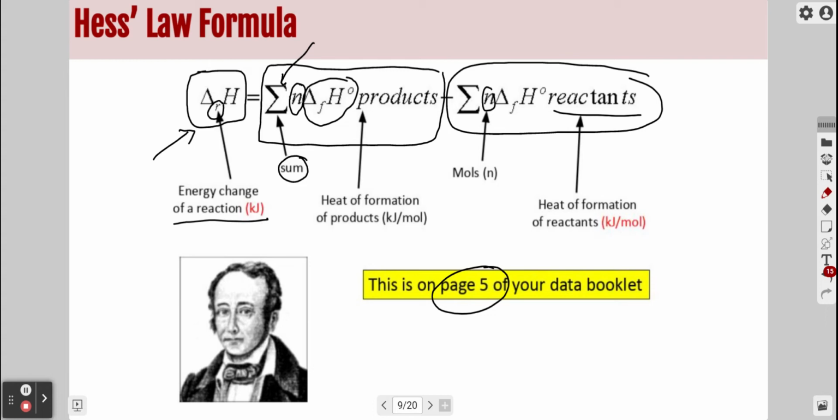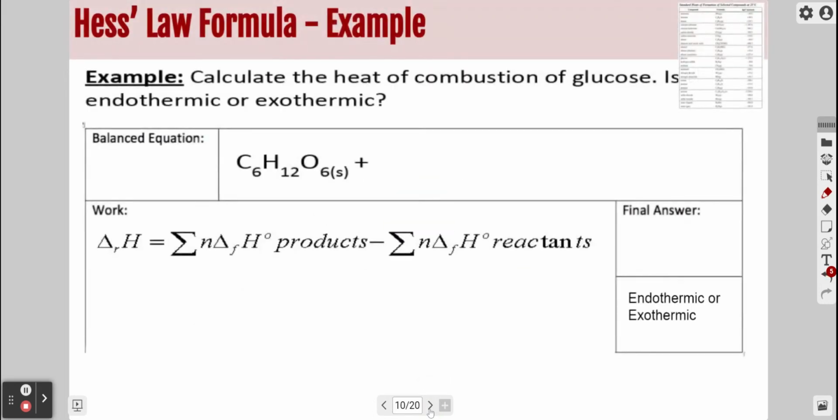This equation looks kind of weird and scary because there are a lot of intimidating symbols in it, but once you start using it, not so bad. It follows a nice similar format. Let's follow the format here. Okay, so here's an example of the combustion of glucose. We want to calculate the heat of combustion, so basically how much heat is released when we burn glucose.